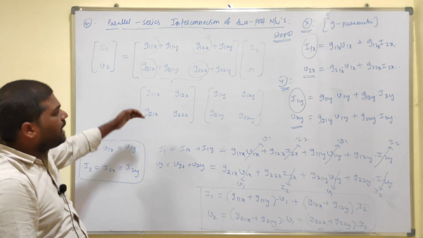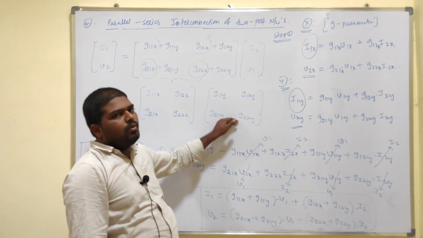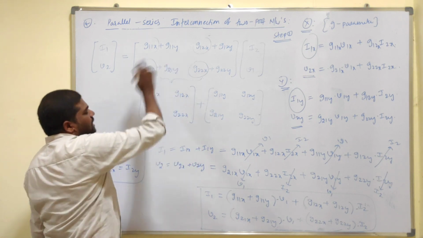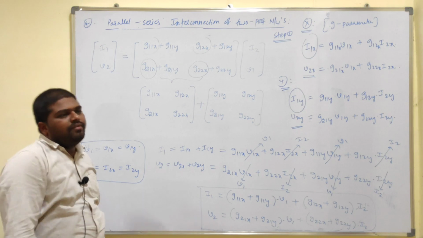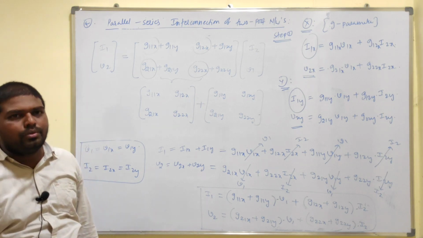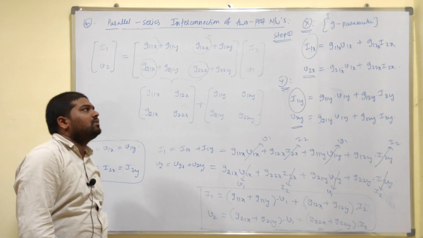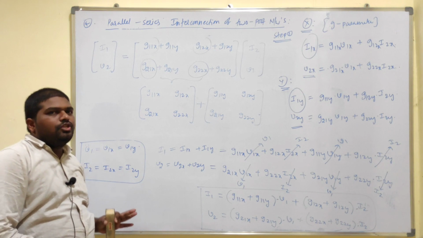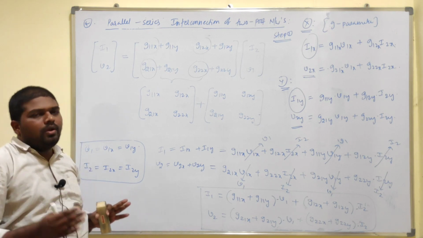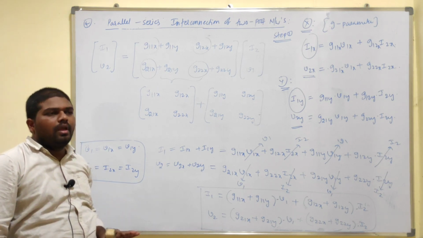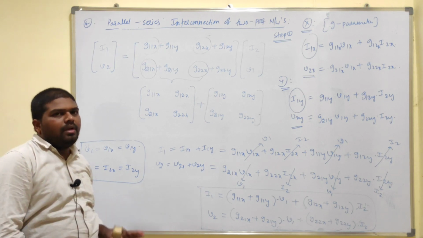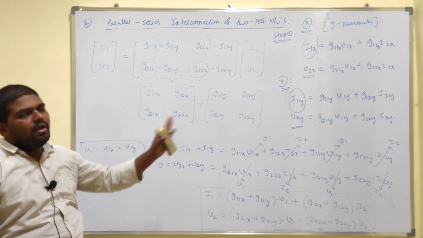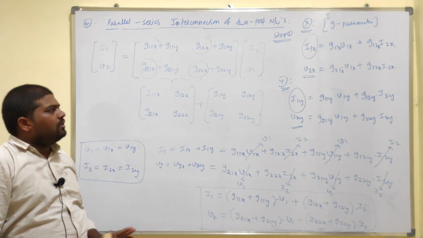That means the G matrix for the X two-port network and the G matrix for the Y two-port network. If you add these two, you will get a resultant matrix. Addition of the individual G matrices of the X and Y two-port networks will produce the overall G matrix, the two-port parameters for the parallel-series interconnection of two-port networks. This is your G matrix.